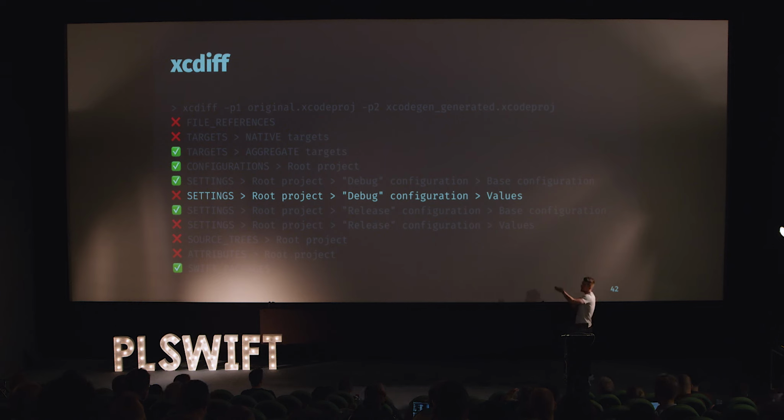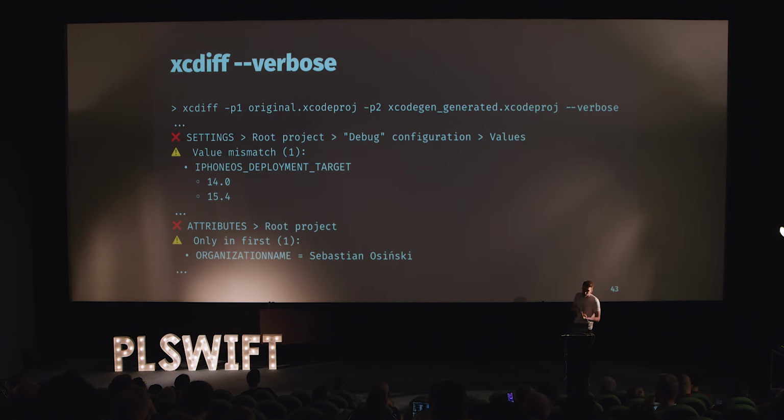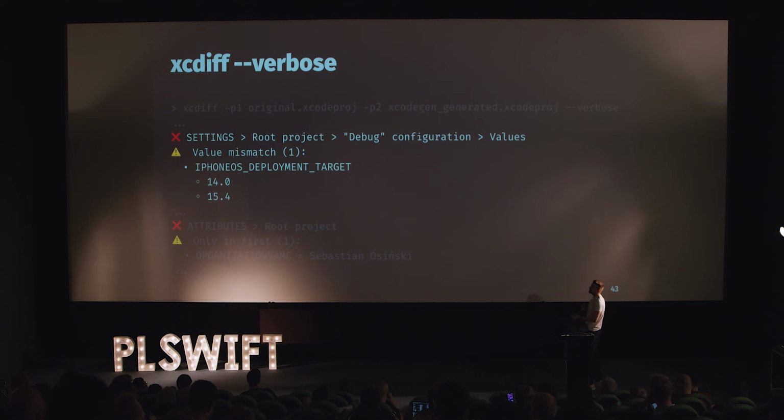But of course, this does not tell us much. Based on only those differences, we won't be able to fix that. Thankfully, XCdiff has an option called verbose. When you provide it, it gives you a detailed difference between projects. So here I run XCdiff on my original Xcode project and the generated one. And it tells me that in debug configuration, I have a discrepancy in deployment targets. So I just need to go to my project YML and fix that.